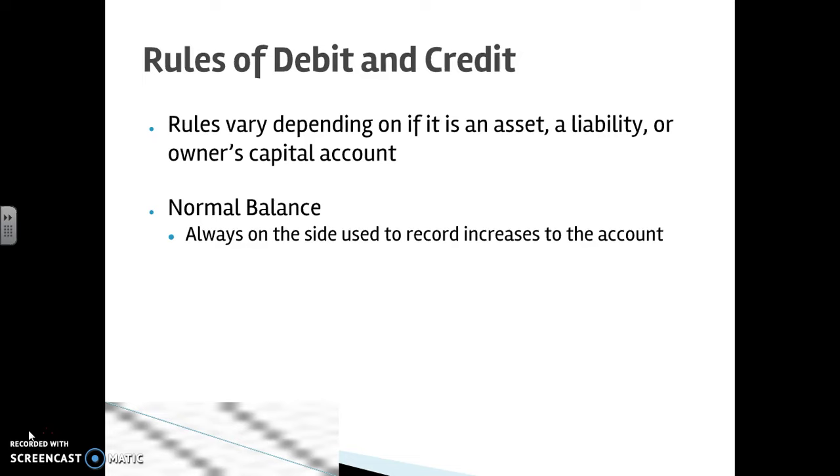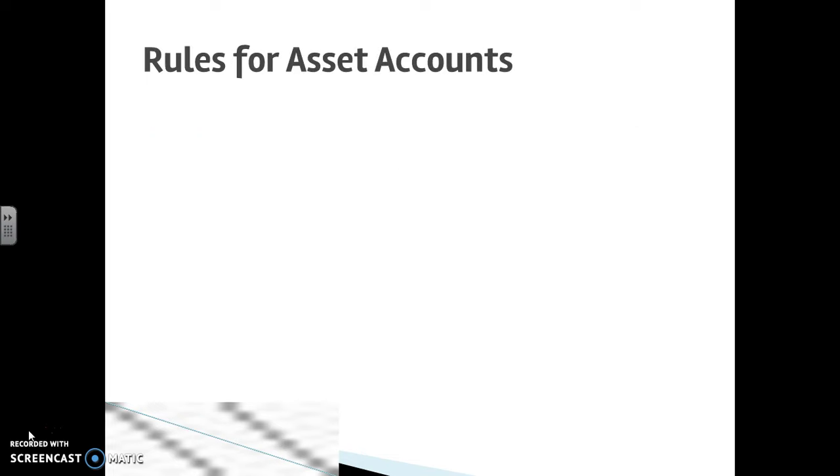Now, the rules of debit and credit are going to vary depending upon if it's an asset, a liability, or an owner's capital account. One thing you need to remember for all T accounts, the normal balance is always going to be on the side used to record the increase to the account. So if the debit increases the value of the account, the debit side is the balance side. If the credit side is used to increase the value of the account, then the credit side is the balance side.